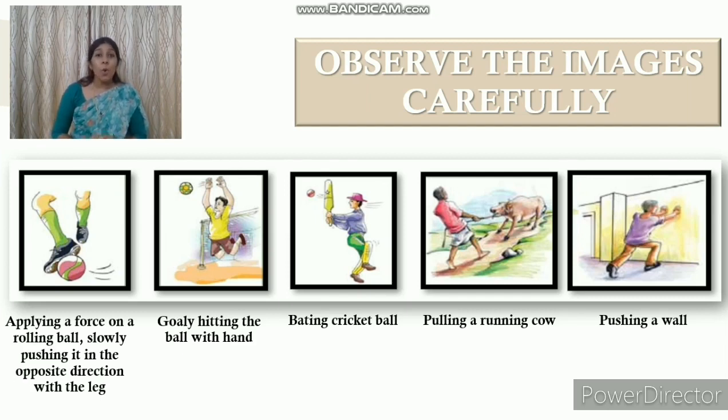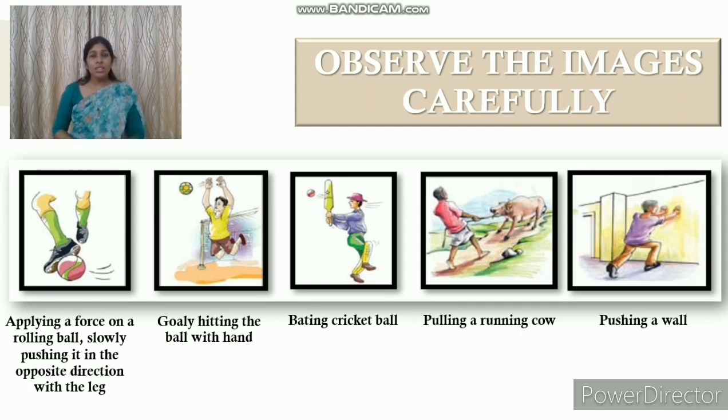Goalie hitting the ball with hand. Now, the third case. What is the third case? Batting cricket ball. Now, we are moving on to the next case. What is the next case? Pulling a running cow. Now, the next case and the last and the final case is pushing a wall. I hope you have observed the images carefully.